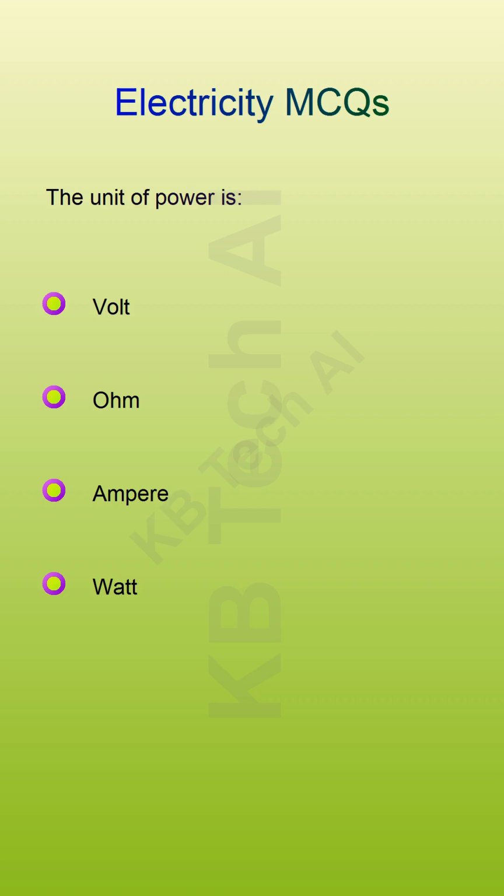The unit of power is option 1, volt, option 2, ohm, option 3, ampere, option 4, watt. The answer is option 4, watt.